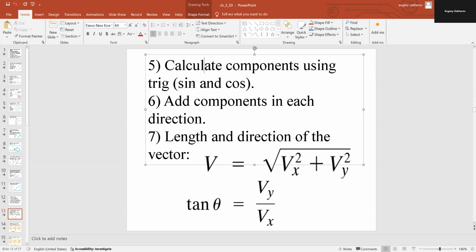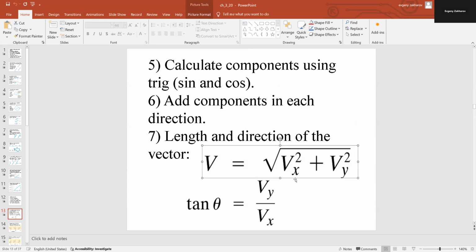You have to calculate components using sine, cosine, or maybe tangent if you're looking for the vector itself. Add components in each direction. So you add all the x components, you add all the y components, you get some kind of a net quantity for each direction. And then go with the Pythagorean theorem, combine the total x components with total y components, square them first, then add them and do the radical out of it.